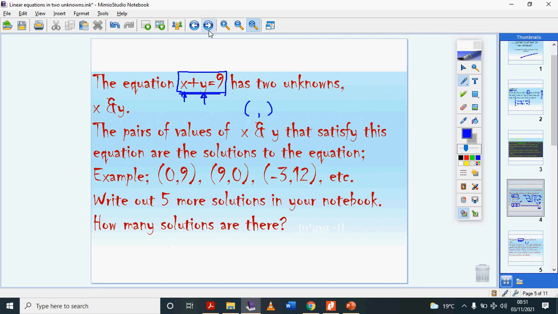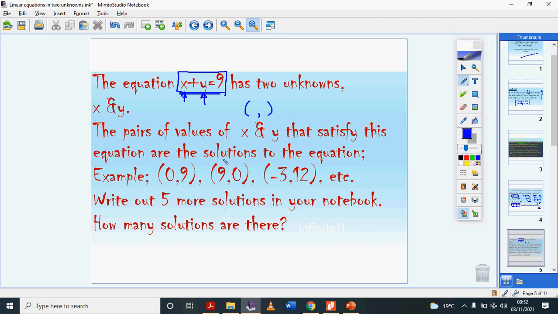If I want to find the solutions to that one, it's no longer one value, it has to be points that have two values. So what I need to do to find those points is substitute one point at a time. I can substitute a random x value and find the corresponding y value, or I can graph that line and find out all the solutions.